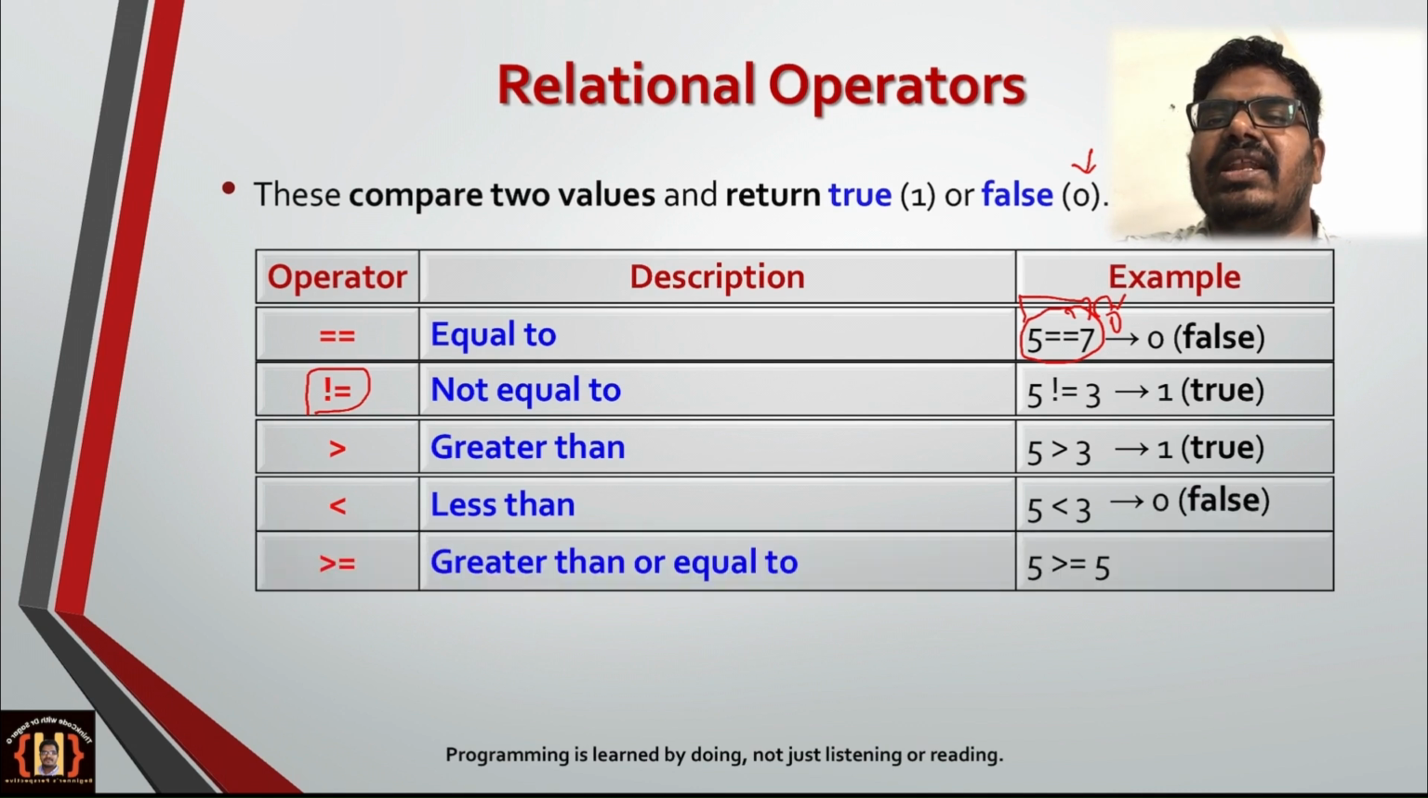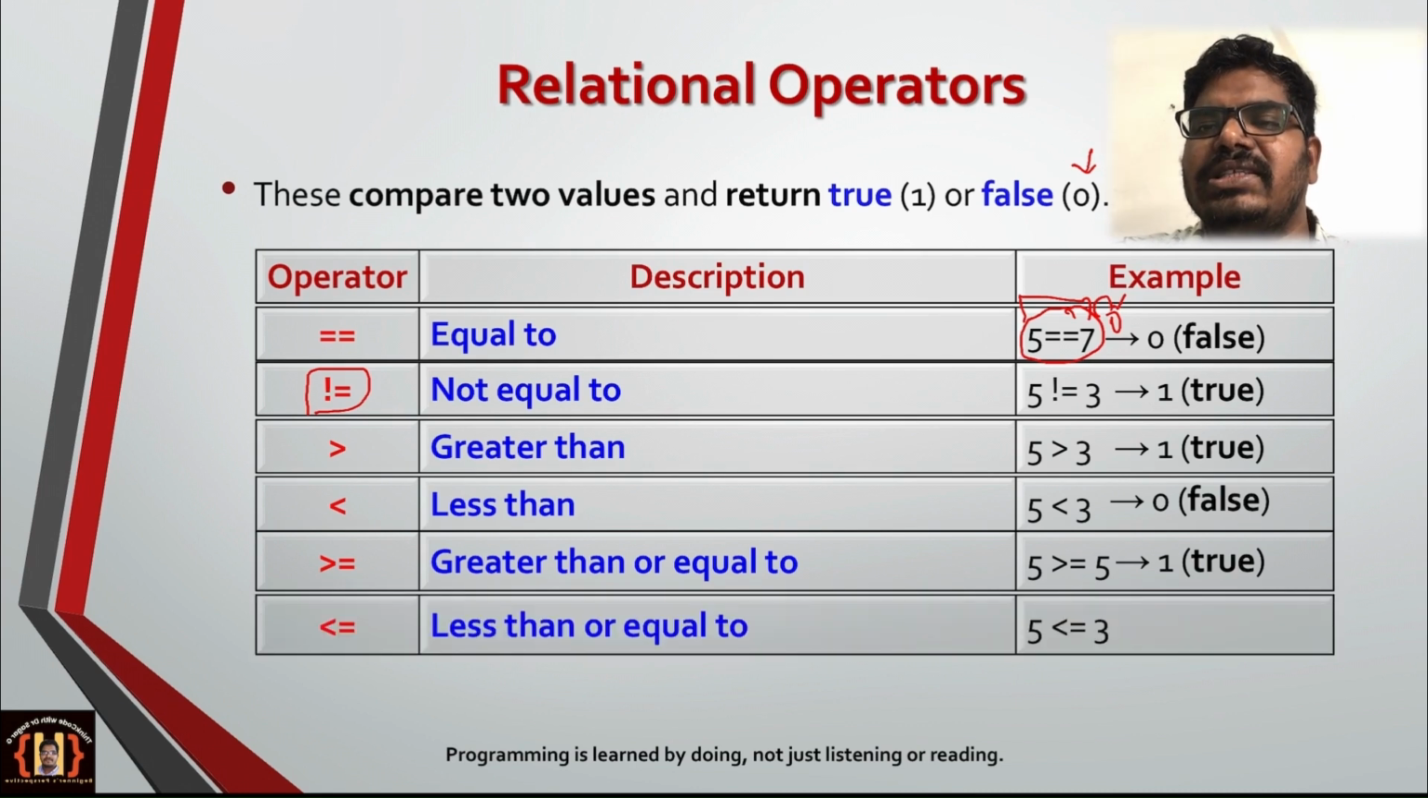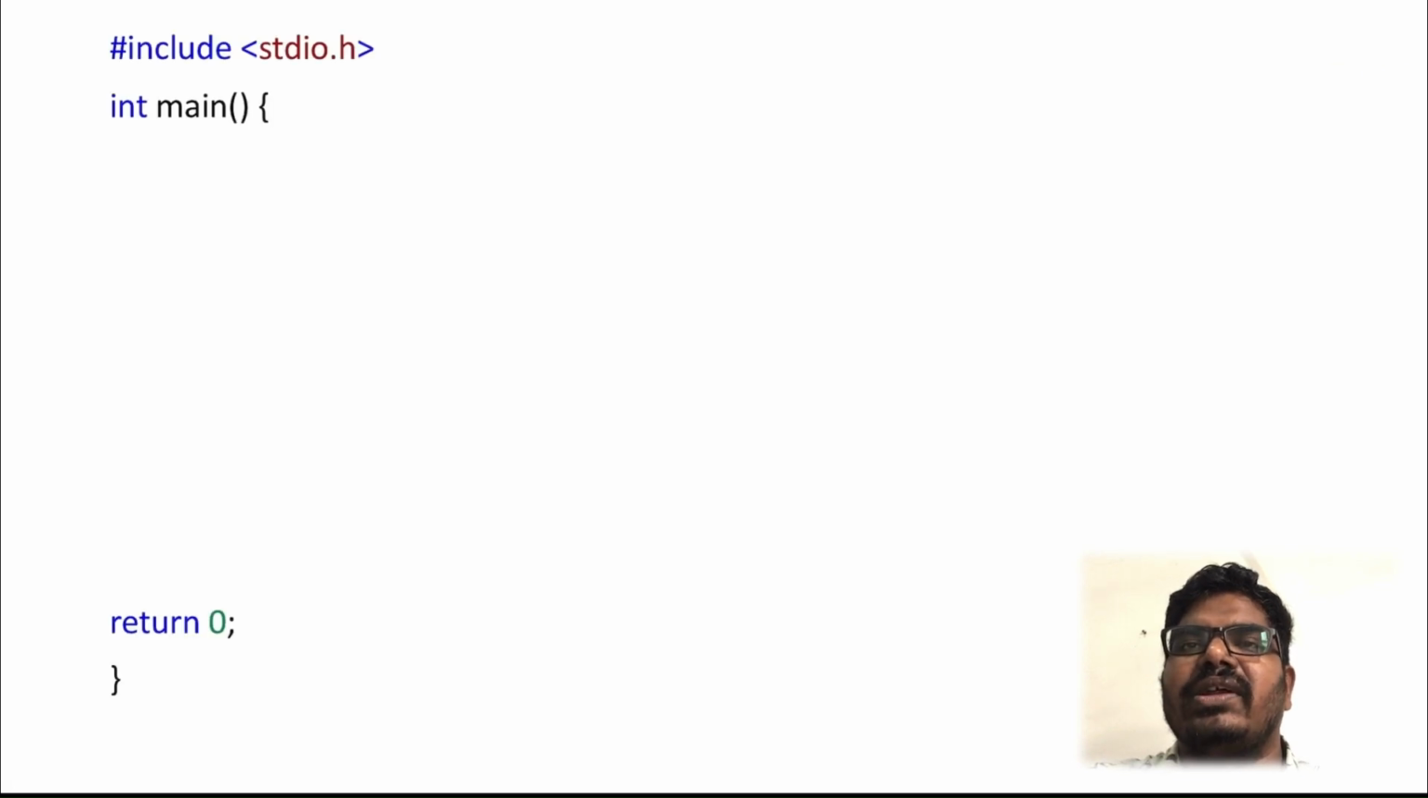Next is greater than or equal. Greater than or equal symbol. 5 greater than or equal to 5 is true. That's why it returns true. You can take any examples of such kind. And we have less than or equal: 5 less than or equal to 3 is false, because 5 is greater than 3. So these are all the relational operators: double equal, not equal, greater than, less than, greater than or equal to, less than or equal to. Let's see a demo of how this works in a C program.